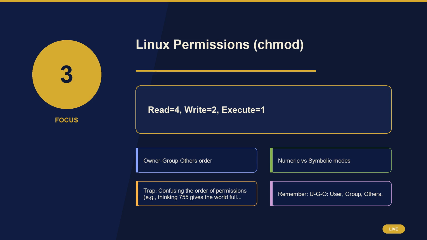Why do students miss this? They flip the order of user, group, and others. Remember the hierarchy: you, your friends, then the rest of the world. It's a logical progression, isn't it?